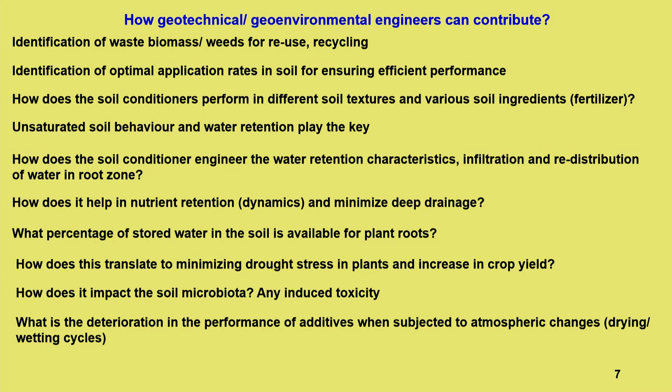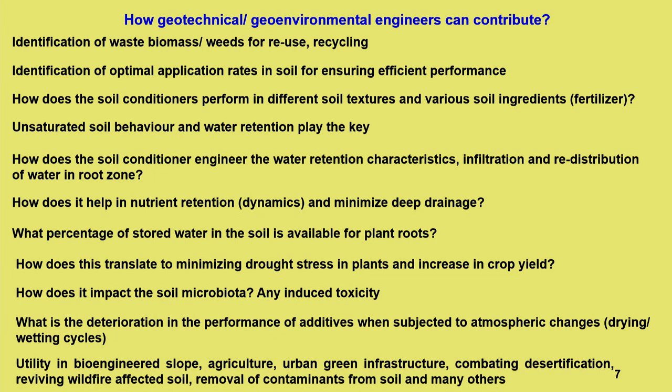If there is a soil conditioner, what should be the application rate that will give us efficient performance? It's more like an optimization problem. Then, how do soil conditioners perform in different soil textures? Because it depends upon whether it's sandy, clay, or silty, and how the ingredients are going to impact the performance. More importantly, soil itself has its own ingredients, because it is subjected to various fertilizer additions. So in the presence of this, how does the conditioner perform? That's also an important question to be understood.